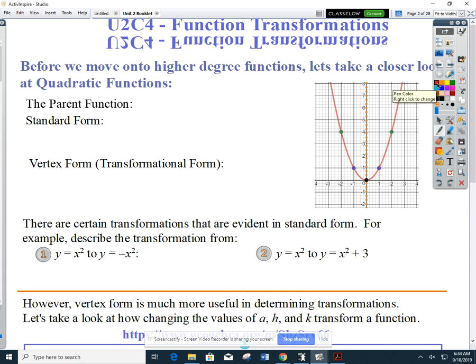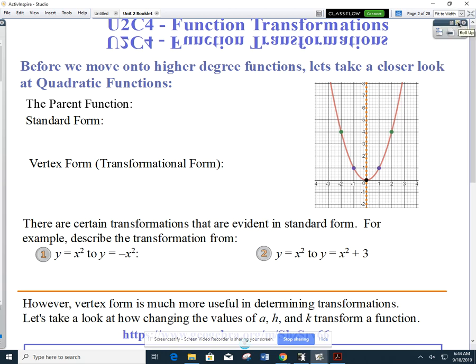The parent function, well, every function has a parent function. The parent function is the most basic form of any function. So the parent function for a quadratic is just y equals x squared. So that's kind of the simplest quadratic that you can draw, and that one is graphed right here.